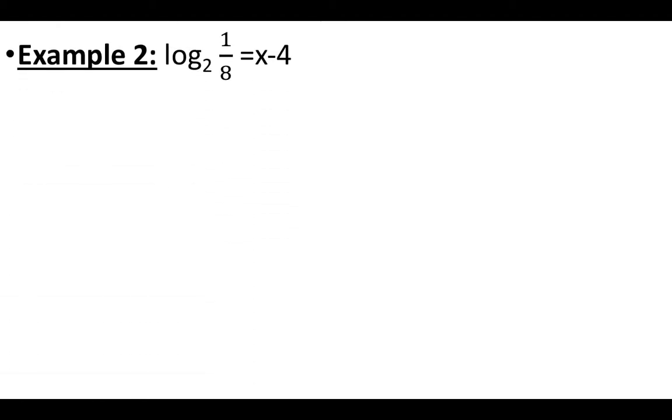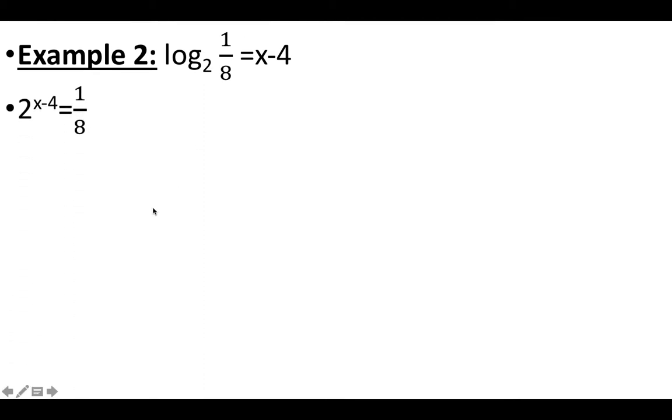Example 2. Now we're going to take a look at a different type of problem. The first step is usually the same. You're going to rewrite this in exponential format. So it's going to be base 2 to the 2x minus 4 power equals 1 over 8. And this was using the little loop trick.